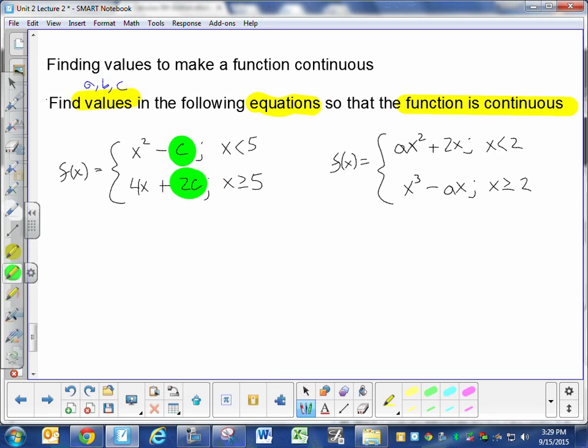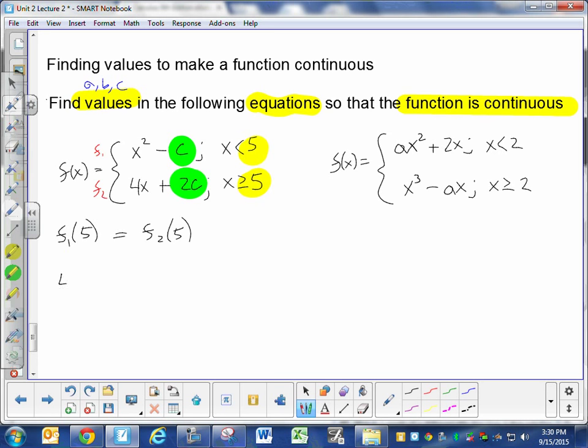So what is c? What does c have to be so that function is continuous? Well, for it to be continuous, they just need to meet up, right? Well, if they meet up, then we win. So we need to figure out what c has to be so that x squared minus c and 4x plus 2c, they meet up at 5. So I just plug in 5 to both of the pieces, and then I'll be able to solve for c. So let's do that. I'm going to call the top one f little 1 at 5. That has to equal f little 2 at 5.